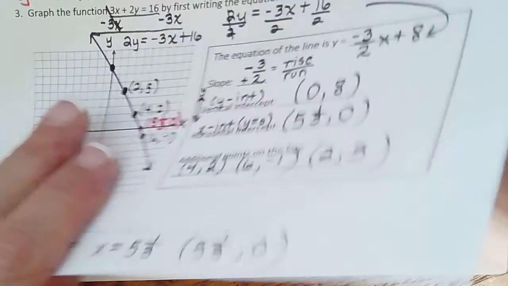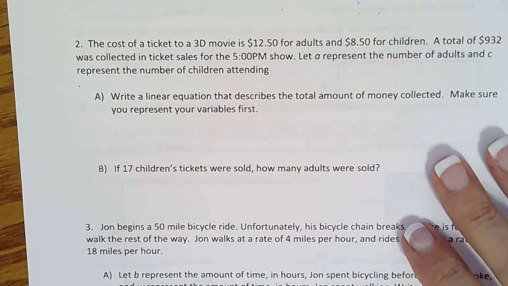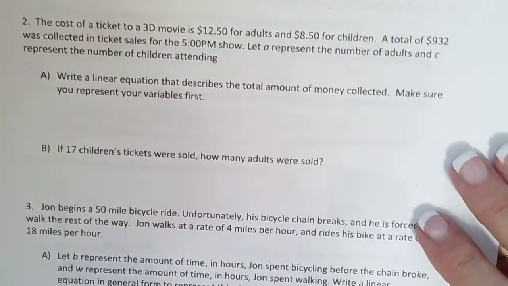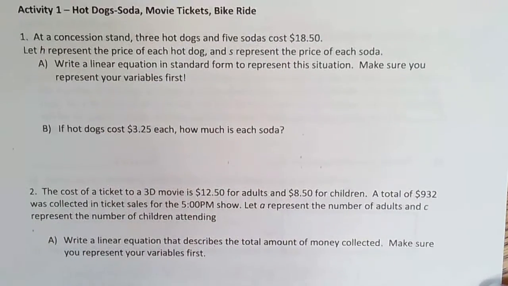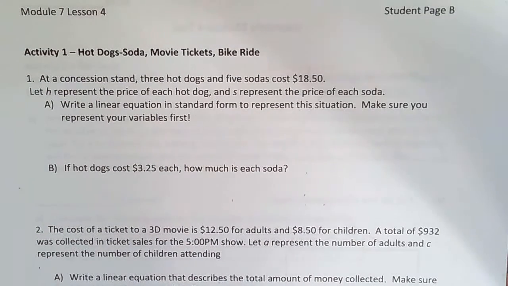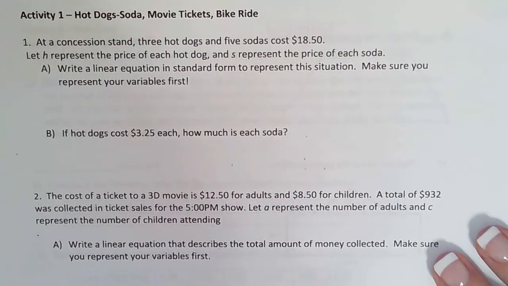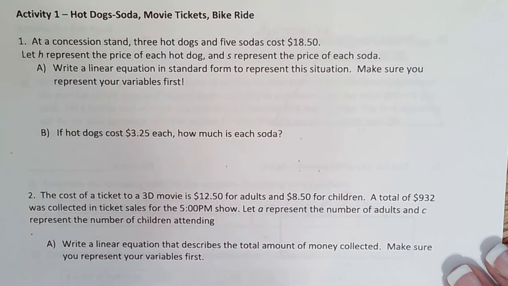Okay, let's go ahead and turn over to page 4. This looks like a long, oh no, it's a couple short problems. So, page 4 of lesson 4B, it looks like an activity with hot dogs, movie tickets, and a bike ride. So at a concession stand, and this is kind of getting you ready for what we do at the very end, we're going to be using 2 variables. So this is kind of like not a lead in because it's not our next thing, but just practice.